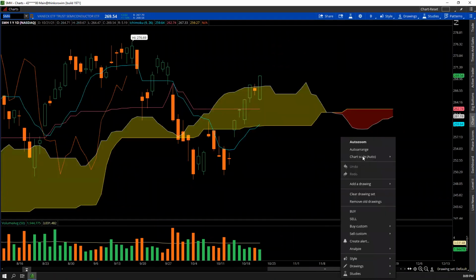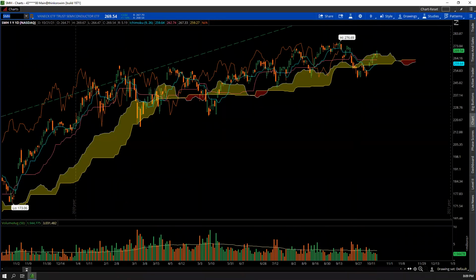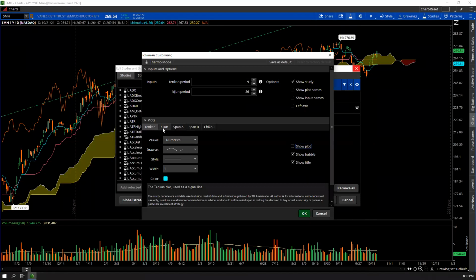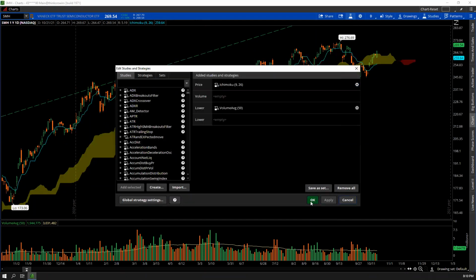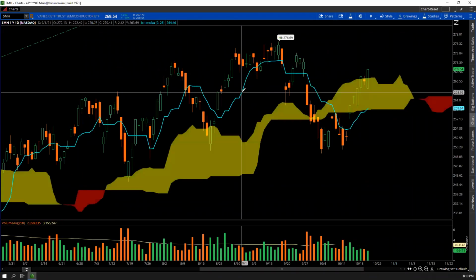So let's understand a little bit about what the cloud is, and the best way that I do it is to create that indicator step by step. So let me go and switch off everything. Okay, let's start with this Tenkan. What you see on this curve is actually a Japanese indicator, and that's why you see the names a little bit in Japanese.